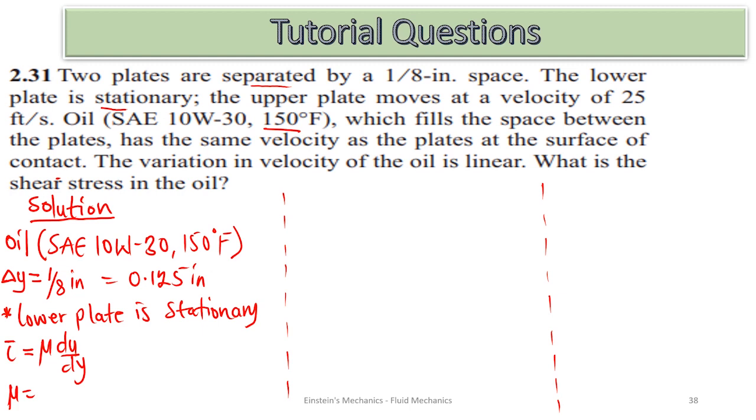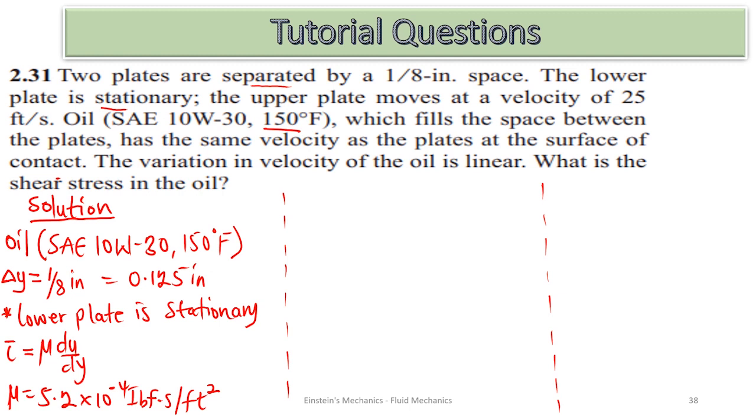And from tables, you can read its viscosity to be 5.2 times 10 to the power -4 lbf dot second per feet square. Are you okay? So this is the viscosity of the oil in use from tables. You can be given it in the question, or when you have your tables, you can refer and find the viscosity of the oil. Very simple. So now we have the viscosity. How do we get the rate of strain?